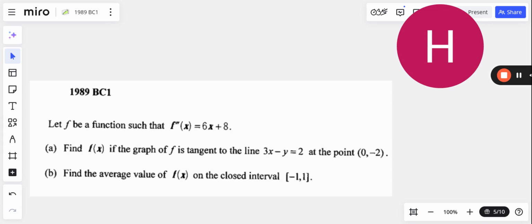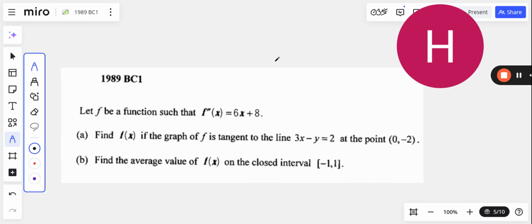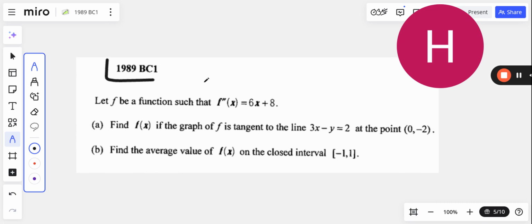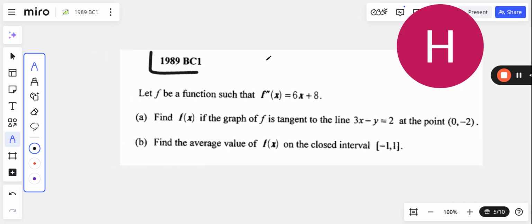And today we have a problem from the 1989 AP Calculus BC exam. It's very approachable for anyone in AB Calculus. So if you're not in BC, that's okay. If you are in BC, this should be very easy. But I really liked this problem when I saw it.